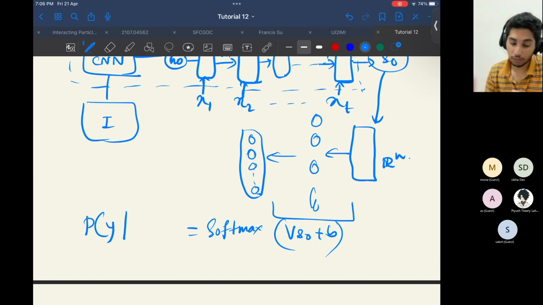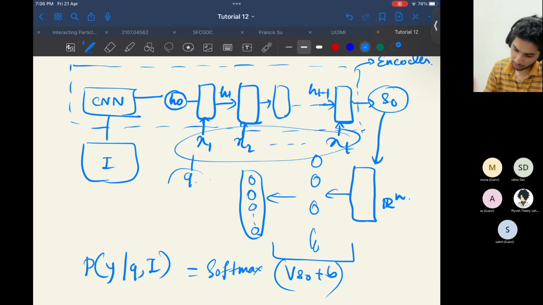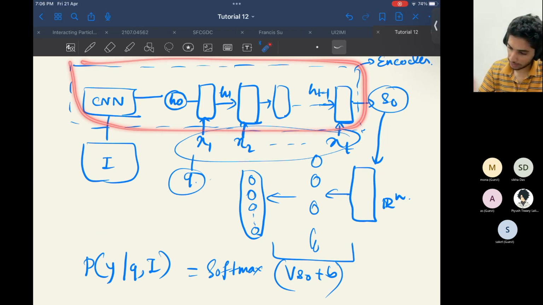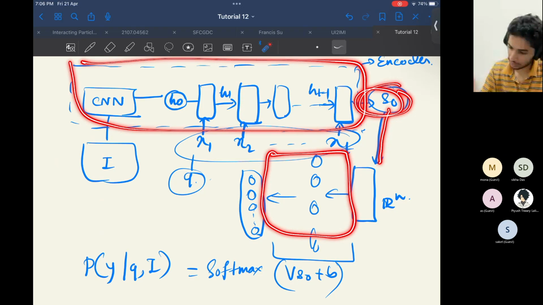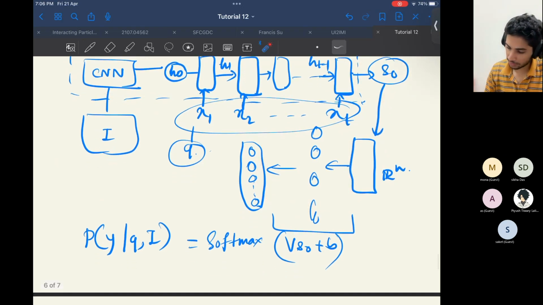Given whatever your question was, this was your question q, given q and I. So q and I are given as input here. This is your encoder model that gives s naught as output, and s naught then is passed through a simple feed forward network, which is your decoder in this case, and that gives you some softmax probabilities, which denote your probabilities. So I think the C option is correct.